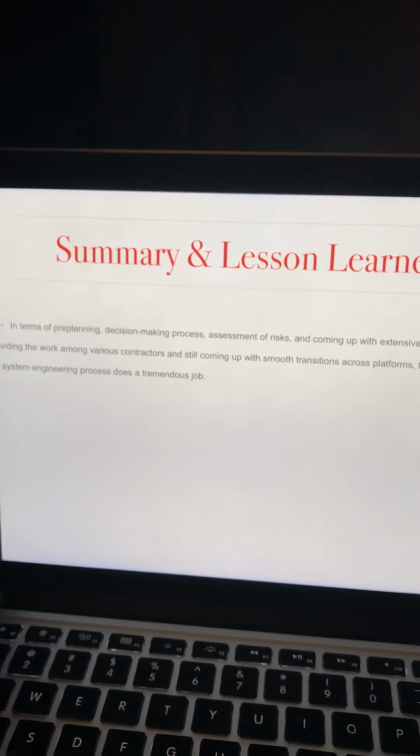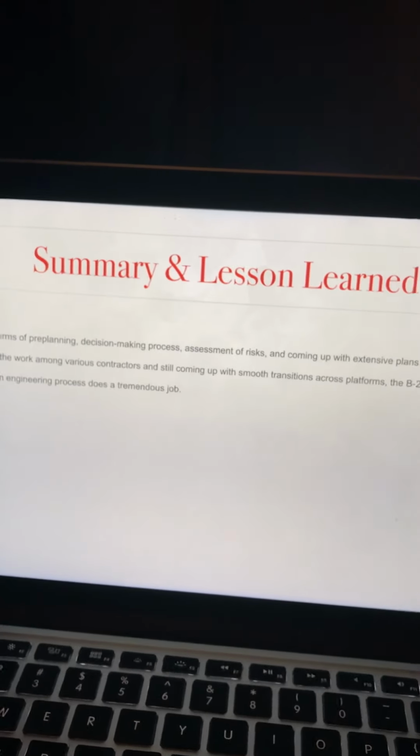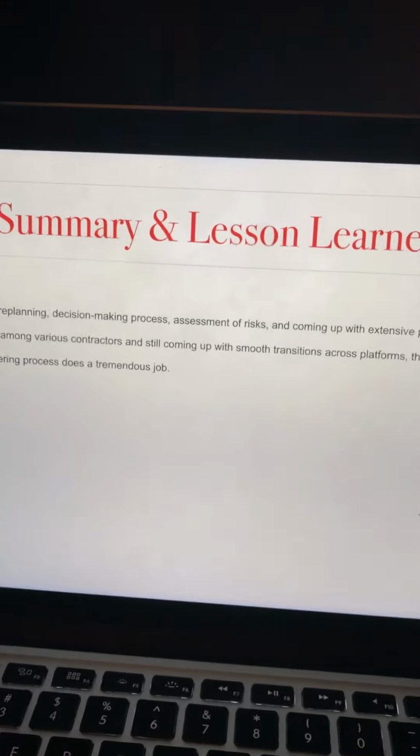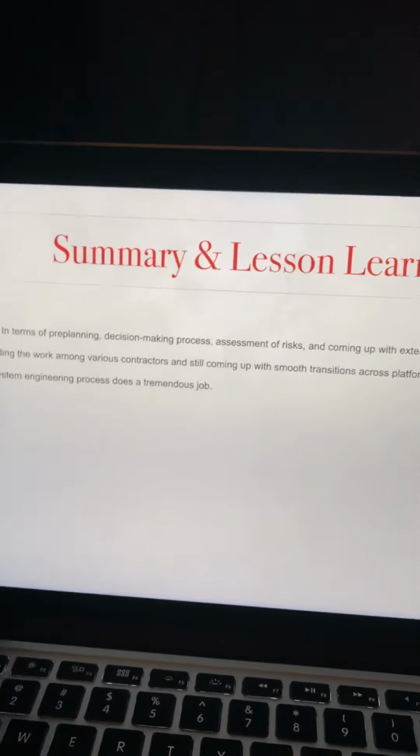It's given to certain companies, and they all work together. They all report to the same department, and they all come to a conclusion. If a trade-off has to be made, it's not just one company. It's one company communicating with the other, one contractor communicating with the other contractor, and then coming up with a plan. So dividing the work among various contractors and still coming up with smooth transition across platforms.